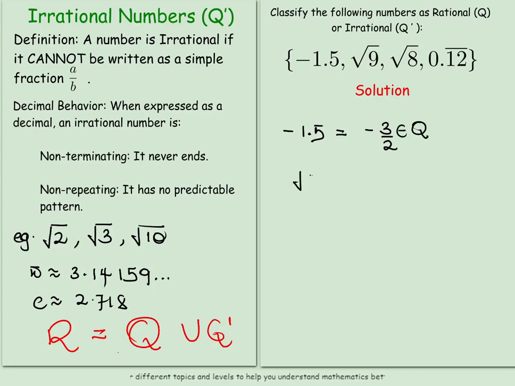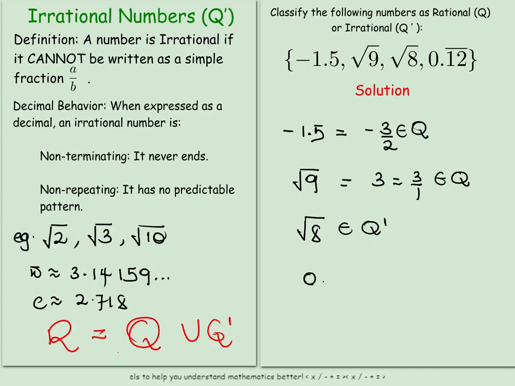Now what of root of 9? So root of 9 is actually 3. And 3 can be written as 3 over 1. This is a fraction, isn't it? Yes. So we can say it is also a rational number. What of the square root of 8? Now we said the square roots of non-perfect squares are all irrational. And since 8 is not a perfect square, we can say this square root of 8 is an irrational number.